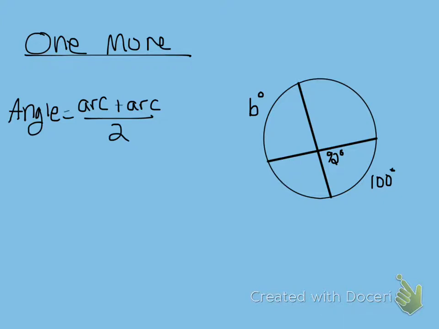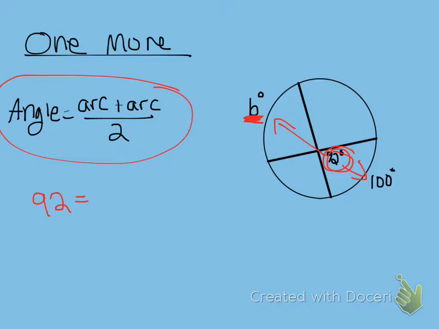One more, and that's it. I'm sorry I had to pause the video if I repeated myself there. For this one, we're looking for something different. This time we're looking for an arc, not an angle. So here's our angle. This time our angle is given to us. We're looking for one of the arcs across from it. So we're still going to plug into this same formula, but this time we've got different information. So this time I have 92 to put in for the angle. I have 100 to put in for one of the arcs. I have B to put in for the other arc, and then I'm going to divide it by 2.